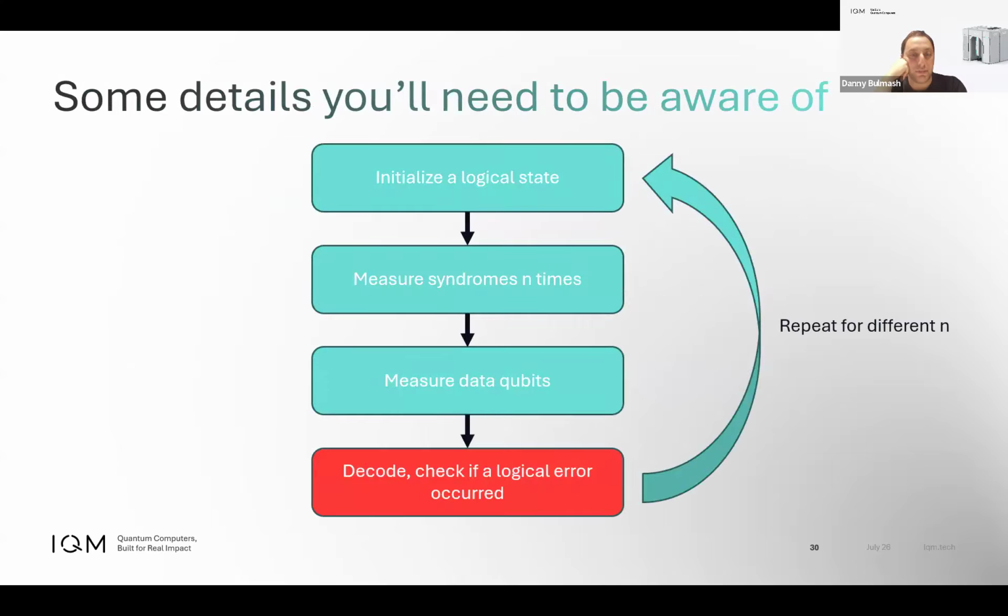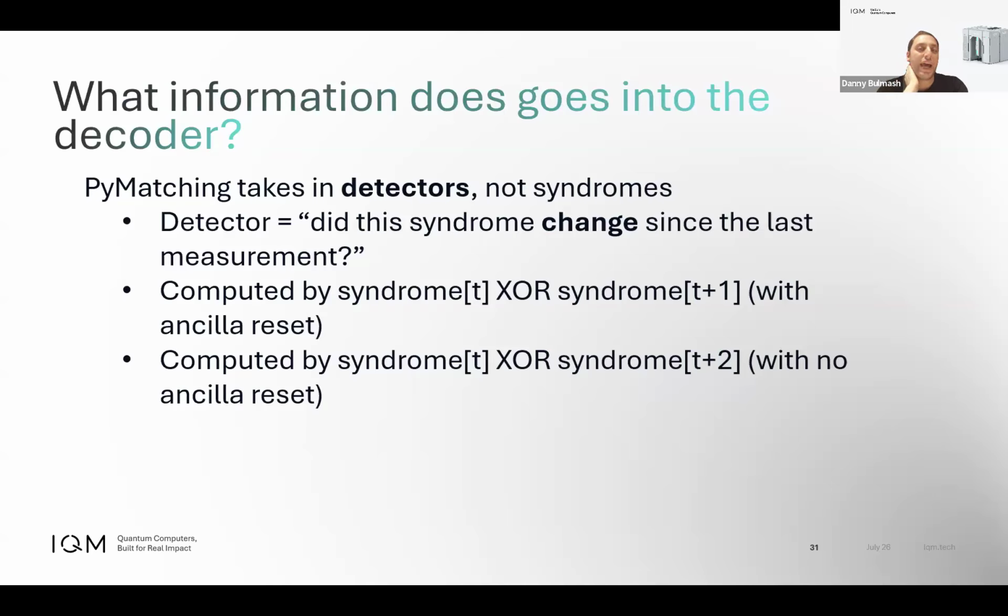Now, one last bit of detail here. What information actually goes into the decoder? The time matching decoder toolbox that we're going to be using today actually doesn't take in syndromes. It takes in something called the detector. And the detector is basically saying, did this syndrome change since the last measurement? And that's closely related to the point that we just talked about. And it's computed by XORing syndromes at different times together.